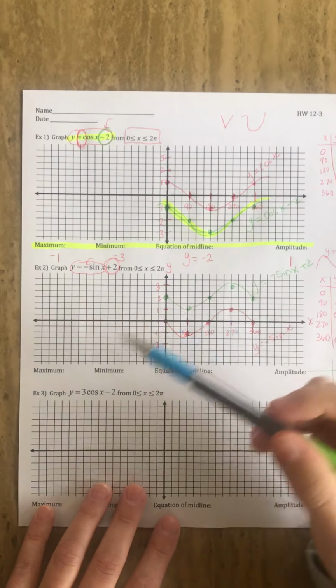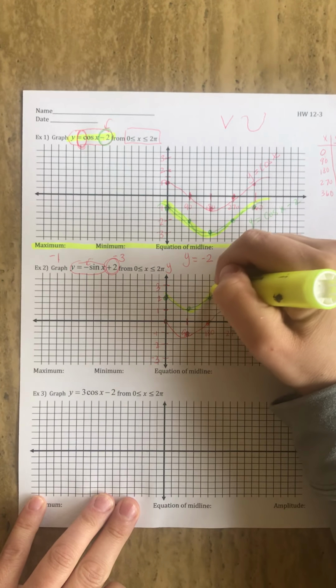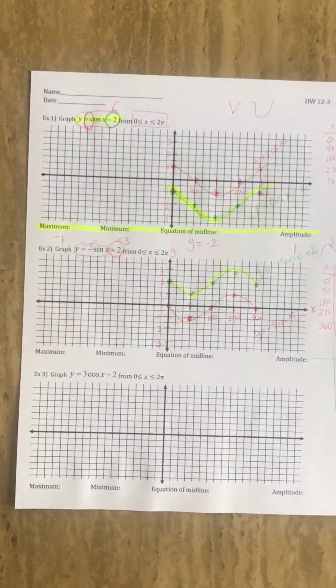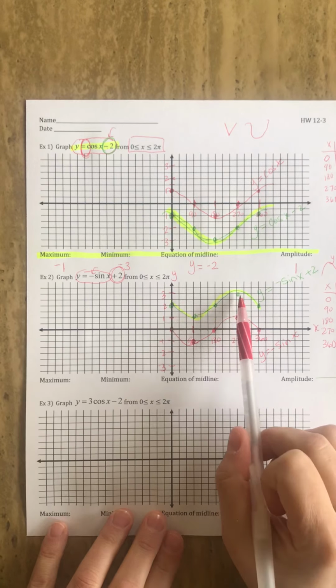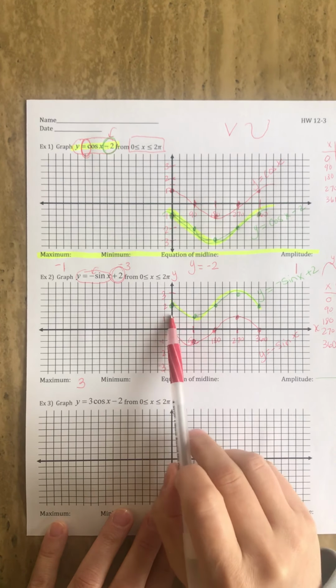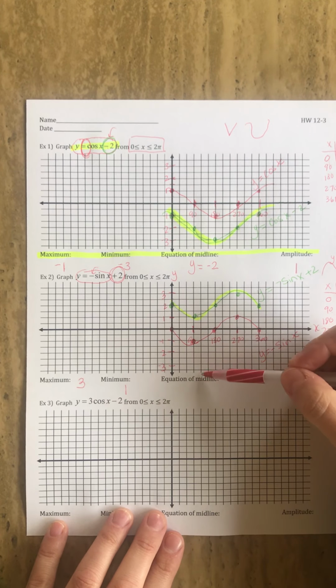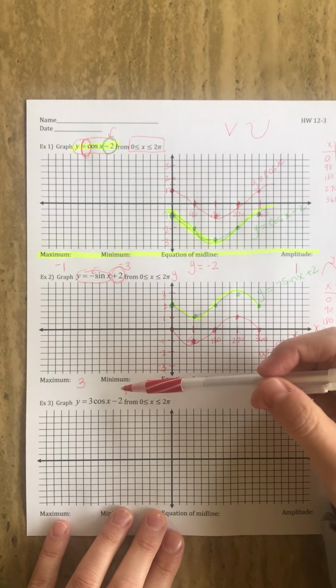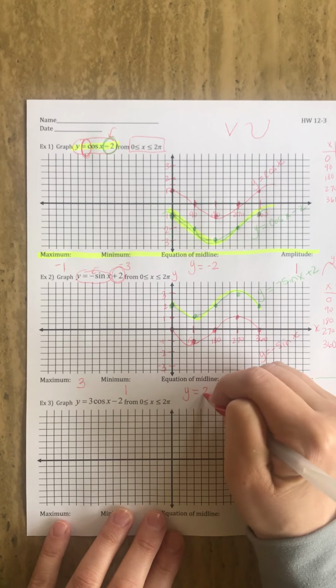All right, so again, when you're answering the questions, you're looking at what they're asking for right here. So your max, your highest point here is at 3. Your min, your lowest point, 1. Your equation of the midline is the midpoint between your max and your min. So that's going to be y is equal to 2.